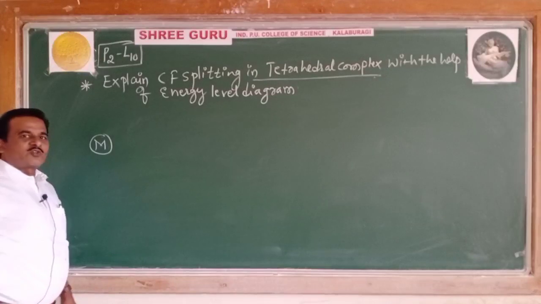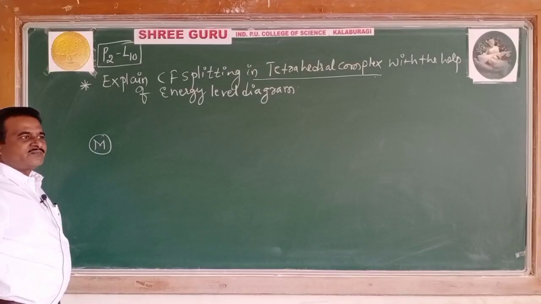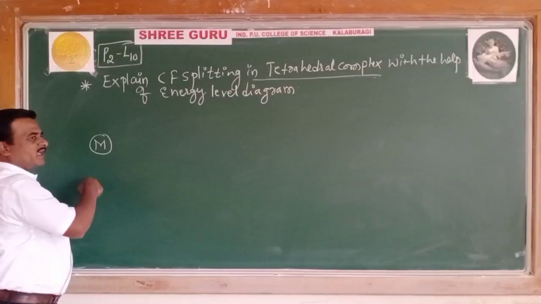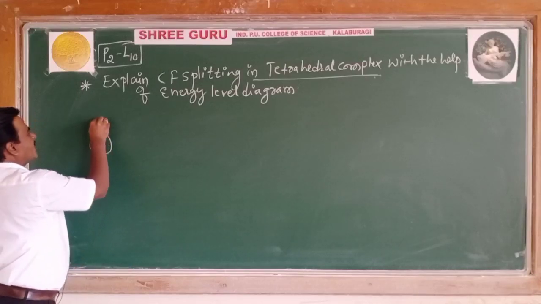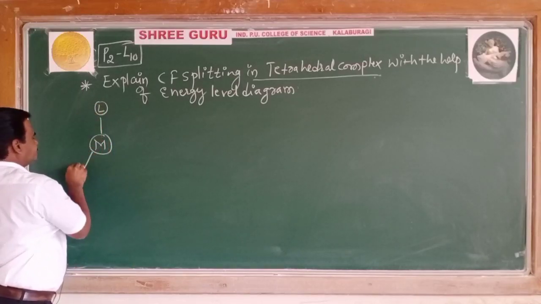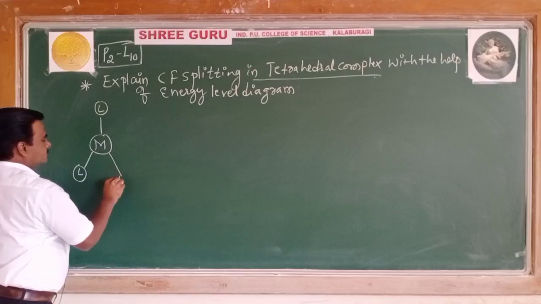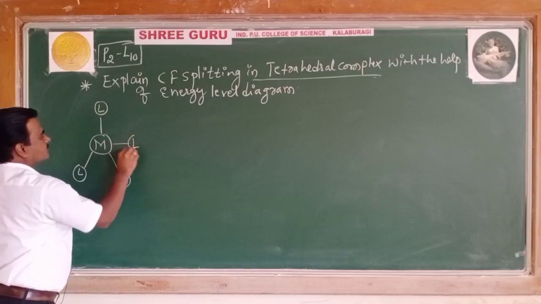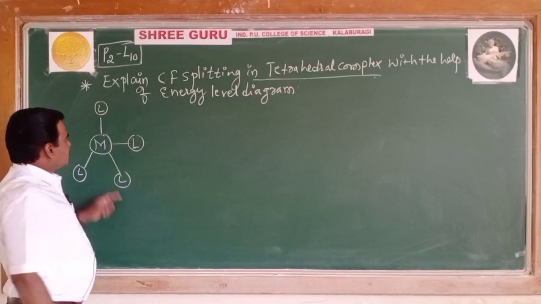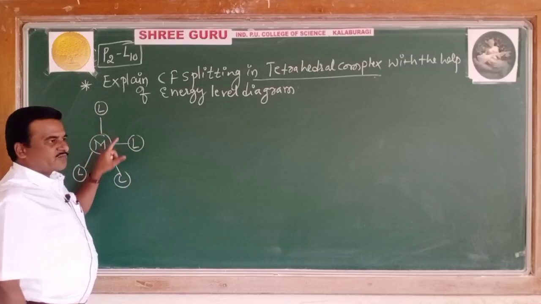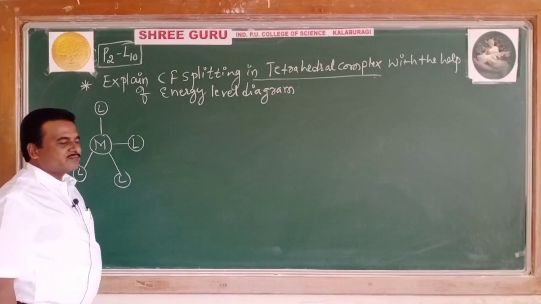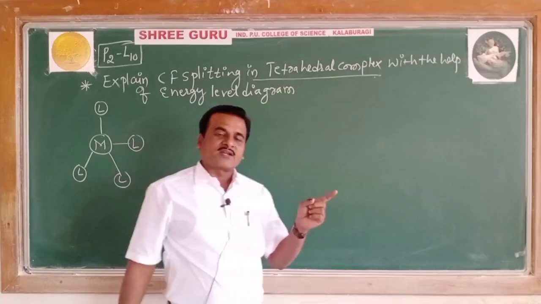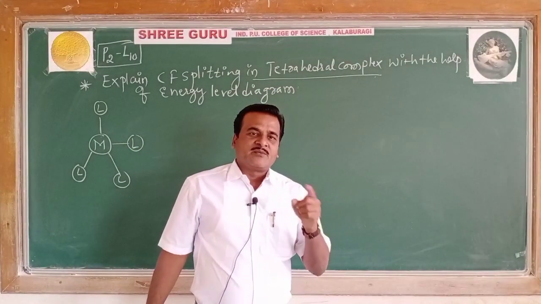The metal atom is surrounded by 4 ligands. As you have 4 ligands, there are 4 ligands surrounding the metal atom. Earlier in the octahedral complex there were 6 ligands surrounding the metal ion.